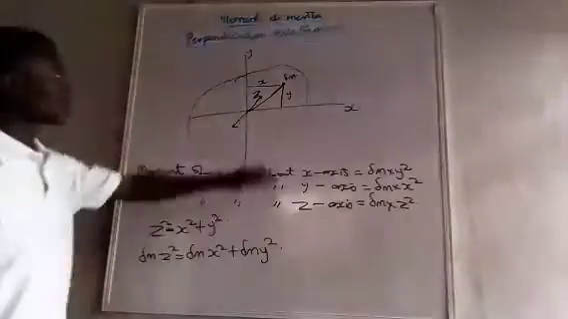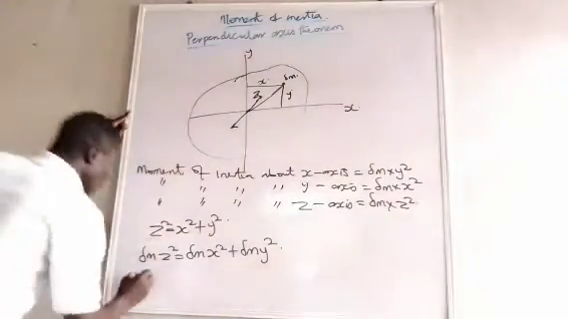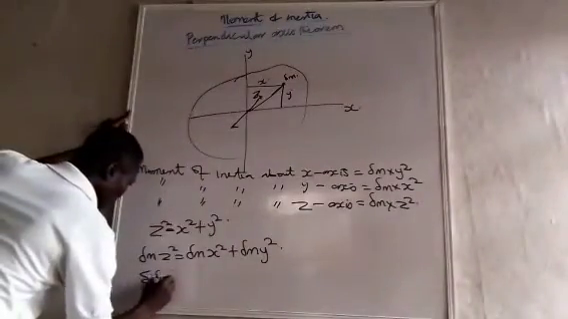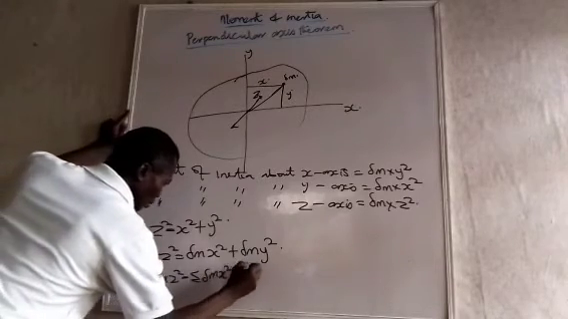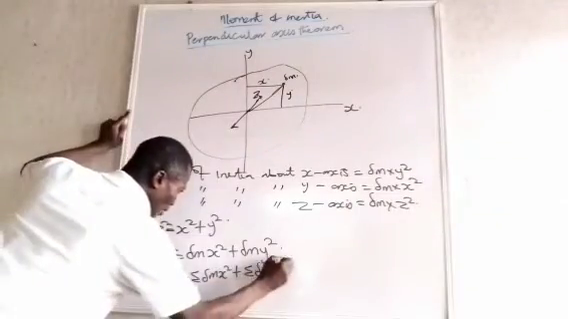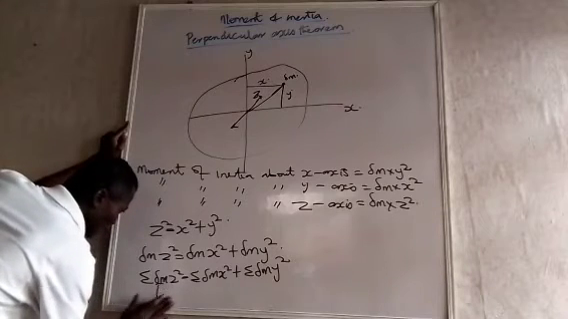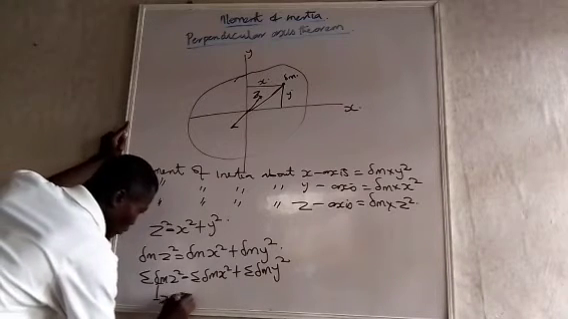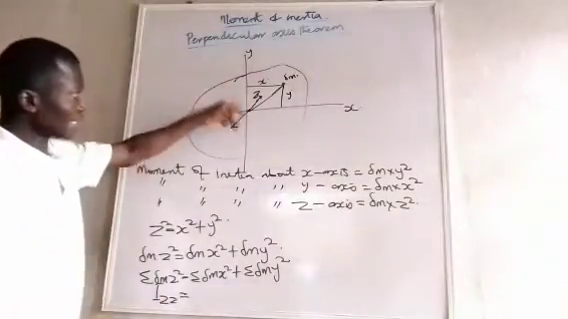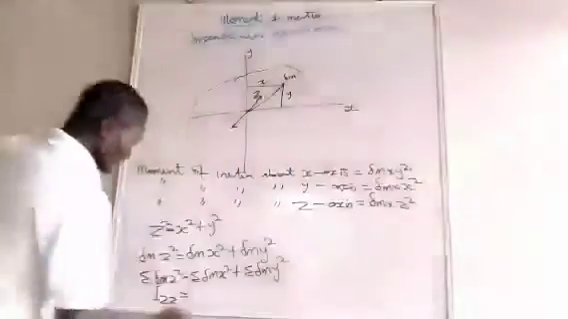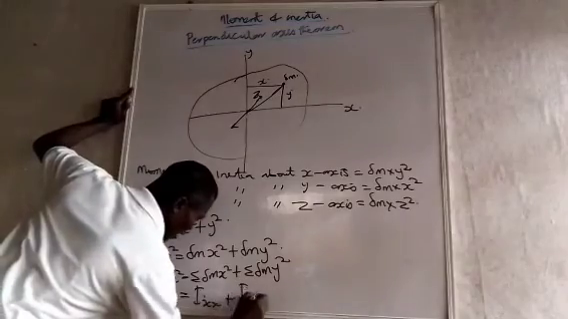So if you want to find the full moment of inertia about the z axis, we are going to have it like this: summation dm z squared is equal to summation dm x squared plus summation dm y squared. What does that imply? It means that the moment of inertia about the perpendicular axis will be equal to the sum of the moments of inertia about the other two axes intersecting at this perpendicular point. So it's going to be Ixx plus Iyy.